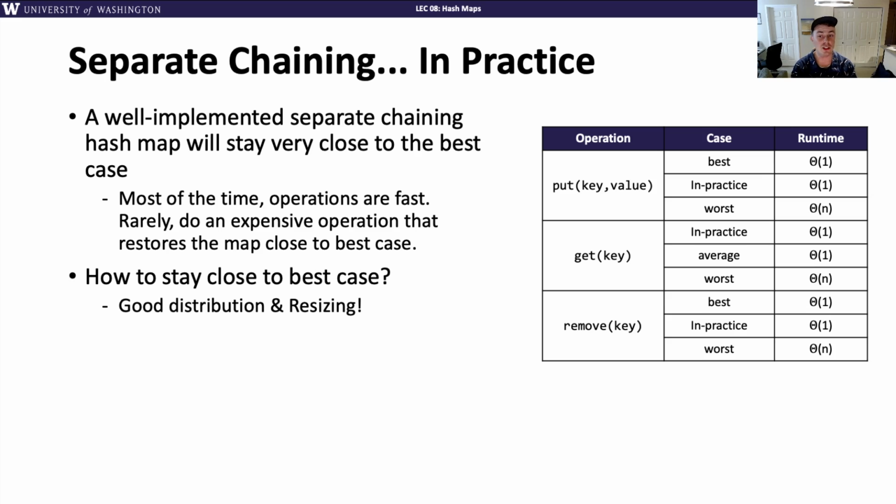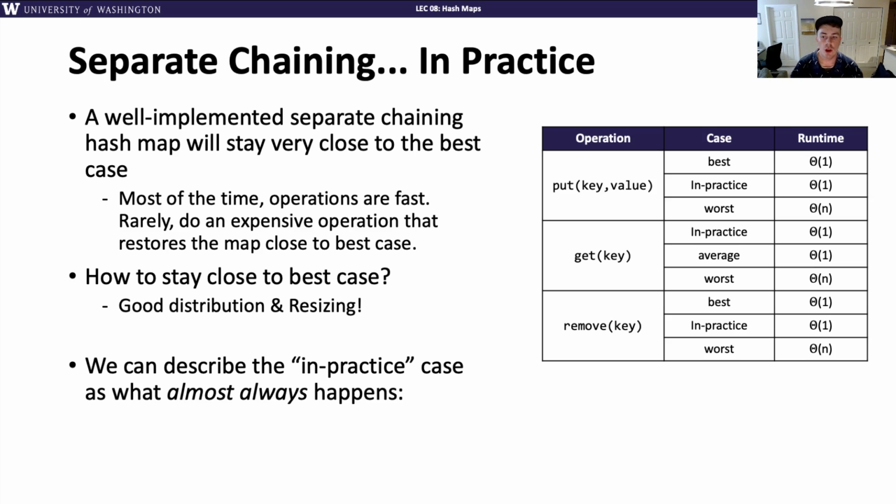The key to staying close to this best case is making sure you have a good distribution across all the buckets and that the buckets don't get too long. One way we can do that is make sure that we're resizing the hash table, making it bigger. What I'm going to argue is that in this in-practice case, which is going to be really close to the best case, we're going to get big theta of 1 runtimes across the board for put, get, and remove. In this table on the right, I show that the worst case is still valid. You'll still get big theta of n. But in the best case and the in-practice case, which will be close, we'll get this constant runtime.